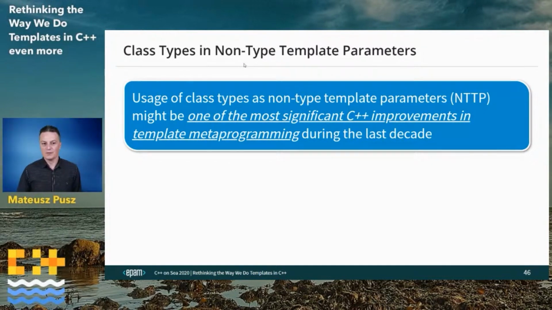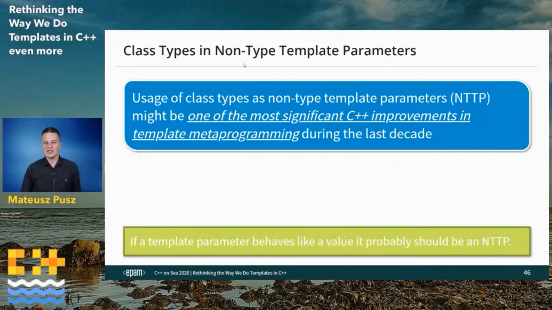I think that usage of class types as non-type parameters in templates might be one of the most significant C++ improvements in template metaprogramming for the last decade. If you take everything that behaves like a value and make it an NTTP, your code may be much easier to maintain, much easier to write, and also much faster to compile for the user.